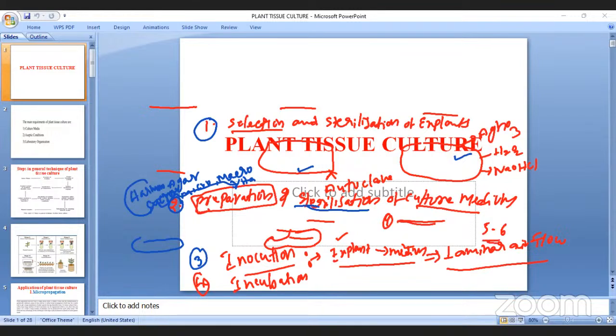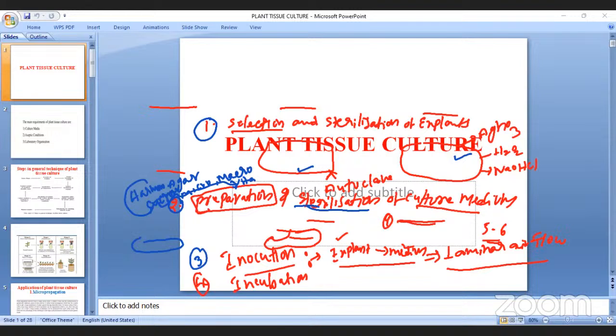for 5 to 6 weeks. What happens during these 5 to 6 weeks? During this time, the explant can absorb the minerals, vitamins, and sucrose, and utilize the sucrose also. Now it is trying to develop into a callus, that means a growth callus. So these all happen during the incubation period.